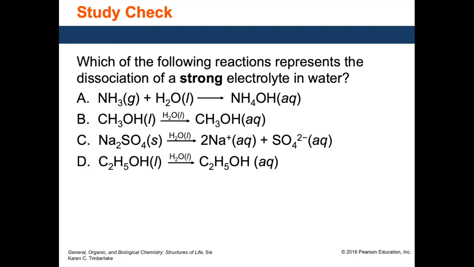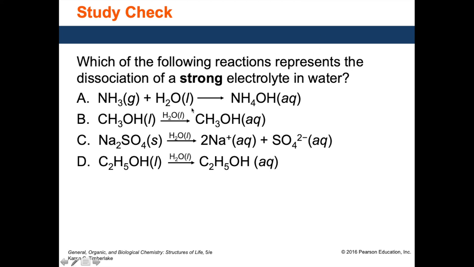Okay, so here are some examples of solutes dissolving to form solutions. Which of these represent a strong electrolyte? So remember, for a strong electrolyte, you need a lot of ions to be present. You need your solid, your solute, to completely dissociate into its ions.